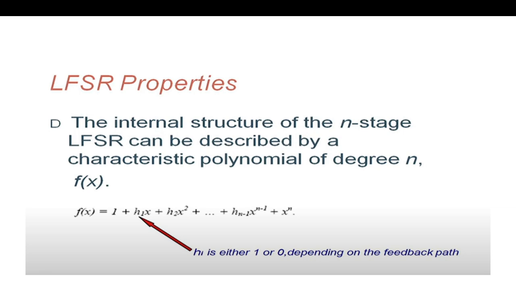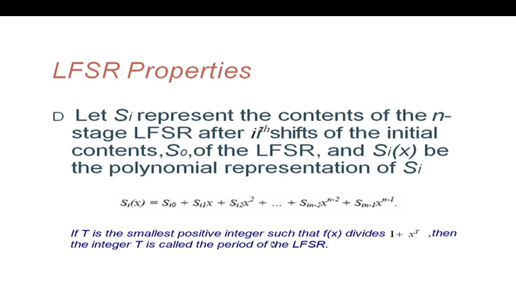The internal structure of the n-state LFSR can be described by the characteristic polynomial, which is given by h1x and so on. This h1 can be 0 or 1, depending on whether we have a feedback or not. And S is the value, that is, the content of the flip-flop.